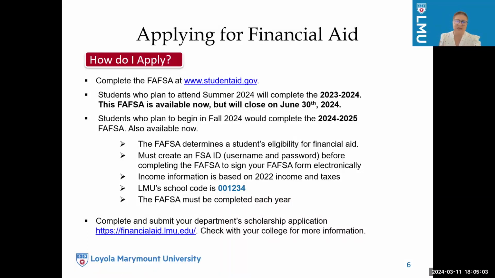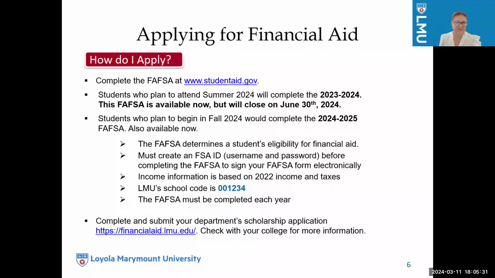So for students in the summer, coming in the summer 23-24, for those of you starting in the fall, it would be the 24-25. And just one added little bit of caution that the summer FAFSA, or the FAFSA for this current academic year, will close on June 30th. So if you're thinking of attending, you want to make sure that you get that done as quickly as possible, because the Department of Education does close that FAFSA on June 30th of the current year.